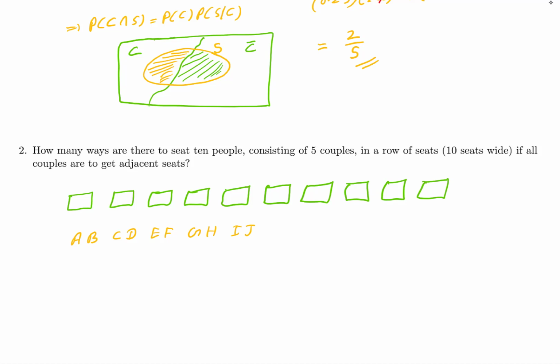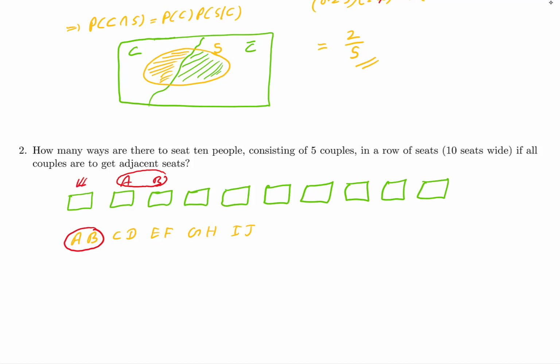Now there are 10 seats. Now consider this AB couple. If they are going to sit in these seats, how many possible ways can they do it? Yes, AB, you can see, they can use these 2 seats. And can they use these 2 seats? No. Why? If they use these 2 seats, then actually one is left.